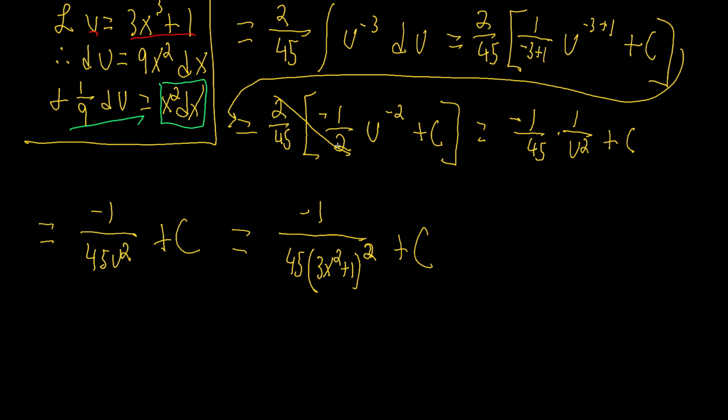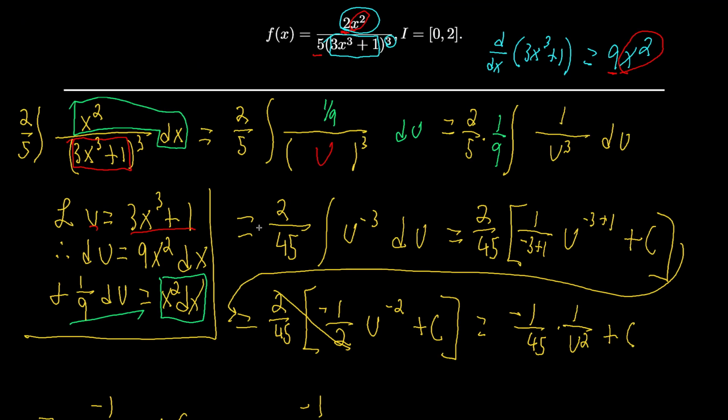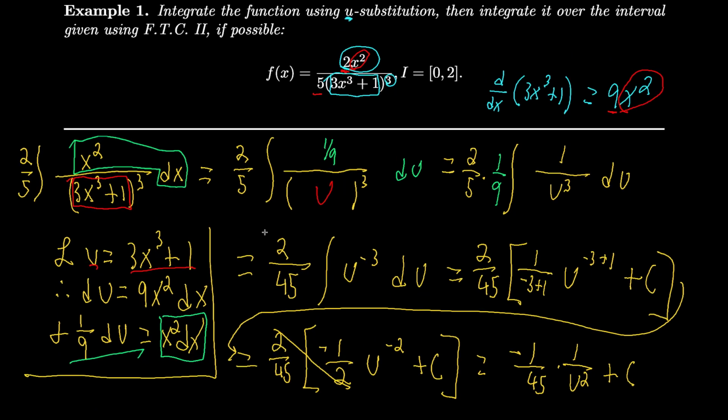And that's all that there is to it. So the other thing that you have to look at is now we want to integrate over 0 to 2. And notice that this thing says do it using FTC2 if possible. So we need to check to make sure that this actually works. And here's how you do it.